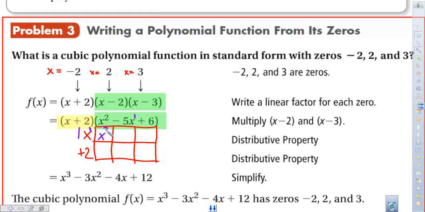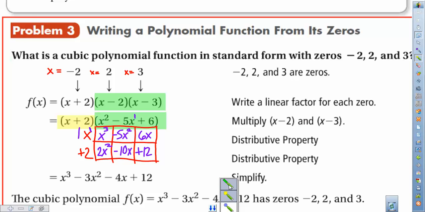It makes a lot more sense to say, oh yeah, that's x to the 3rd. And then we have minus 5x squared, and then plus 6x to the first. And then down here we're doing 2 times all 3 of those things, right? So then 2x squared minus 10x, and then we have plus 12. And then what we're looking for to simplify the expression is like terms. Combine like terms. Remember, combining is just a fancy word us mathematicians use for you to add 2 things together. Always add.